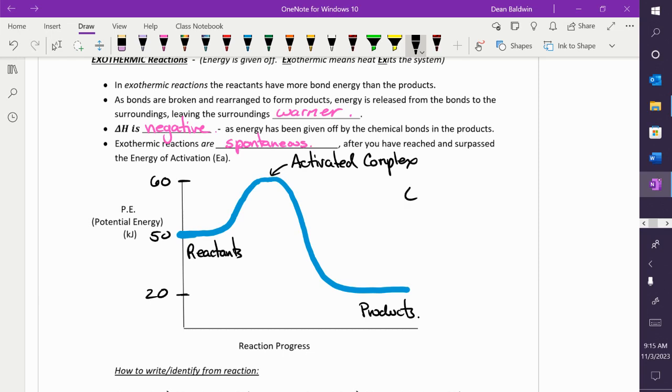So if I said, what's the activation energy, the EA? That's going to be that distance there, right? That's the EA from where you start to the top of the peak. So it's going to be 60 minus 50 is 10 kilojoules. Activation energy is 10 kilojoules added to get this reaction going.